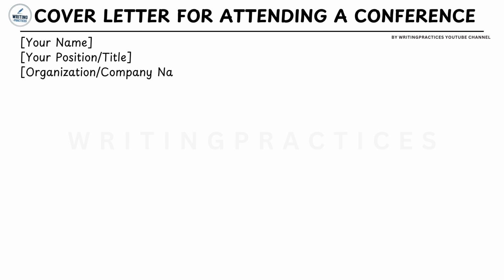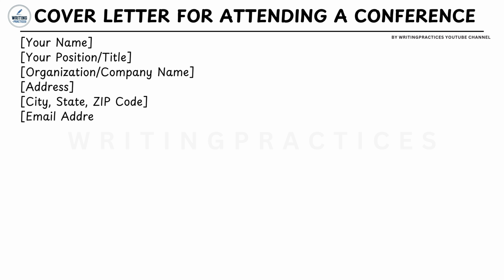Let's dive right in. Sender information. At the top of your letter, you should begin with your personal and professional details. This part includes your name, position or title, organization or company name, address, city, state, zip code, email address, and phone number. This section is crucial because it tells the conference committee exactly who you are and how they can contact you. It also adds a professional tone from the very start.